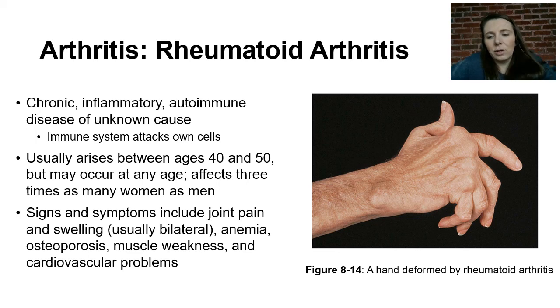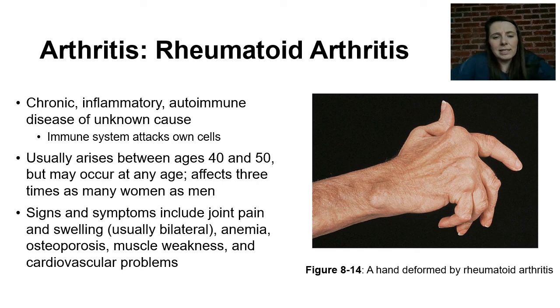Autoimmune means your own immune system attacks your own cells because it doesn't recognize them as being yours. It recognizes them as being foreign and decides to attack them just like it would if you were fighting off, say, a bacterial infection. Usually this arises between the ages of 40 and 50 years old, but it could occur at any age, and it actually does affect 3 times as many women as men. So being female makes you more susceptible to rheumatoid arthritis.